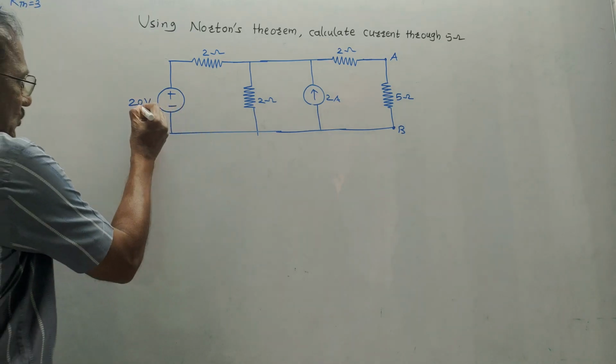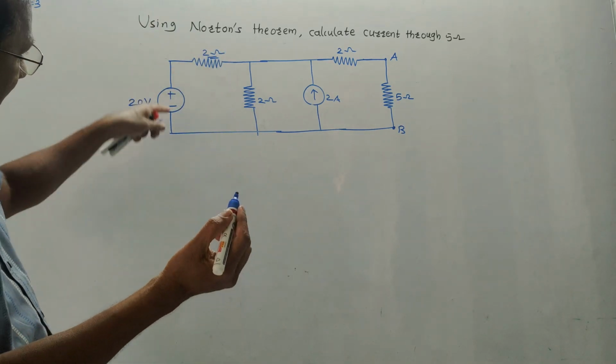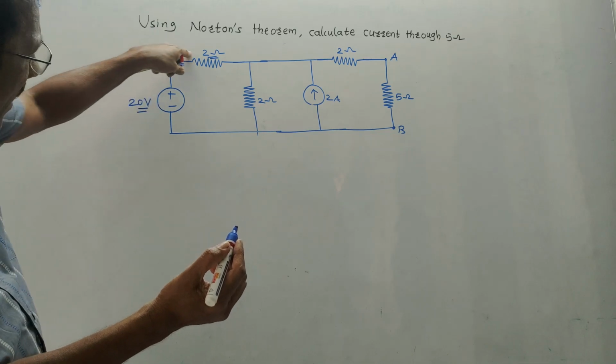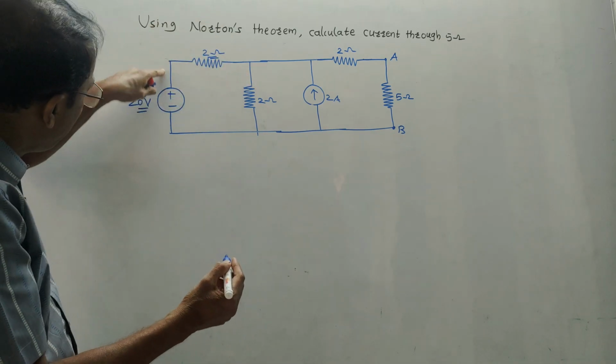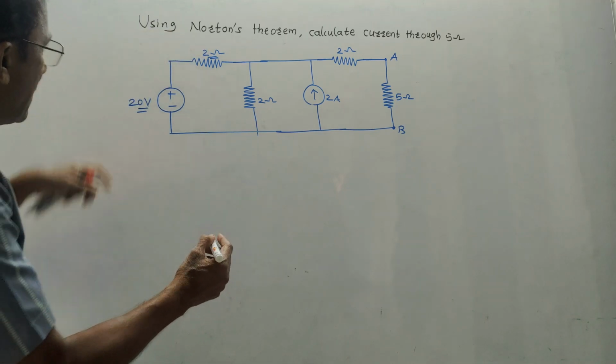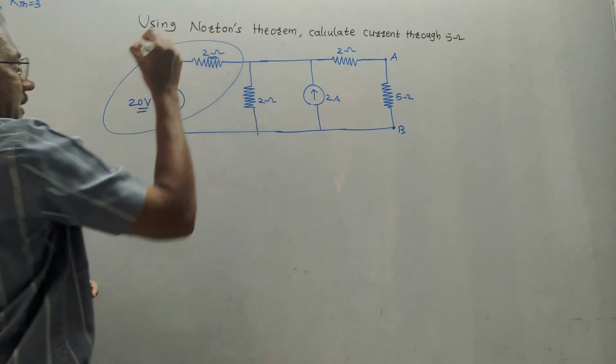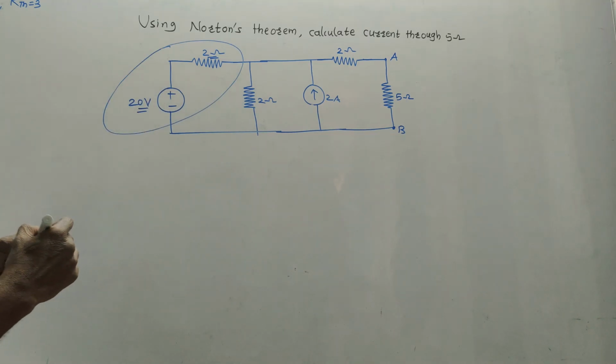So, since 20 volt and these 2 ohm are in series, how did you come to know that they are in series? Very simple. This is single wire. Just for drawing the diagram, this wire is bent like this. So this is the single wire. That means they are in series. So I will be converting this part into the current source.